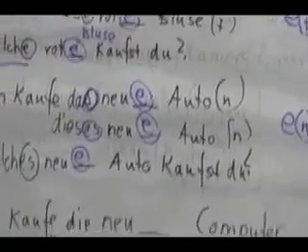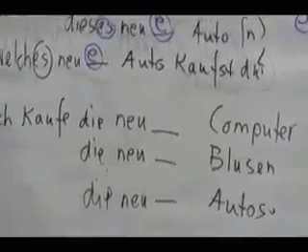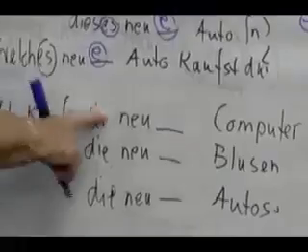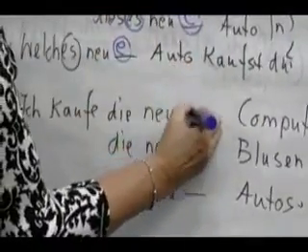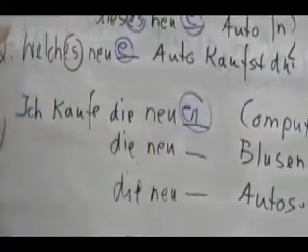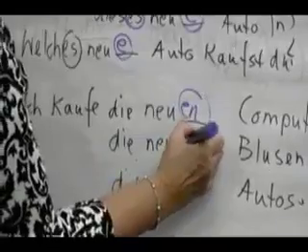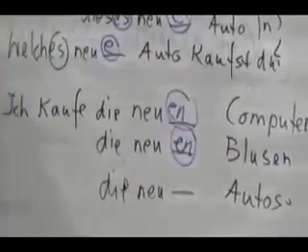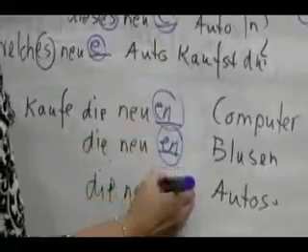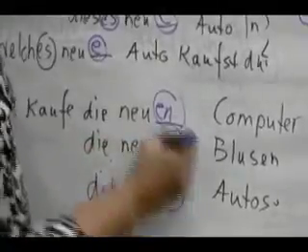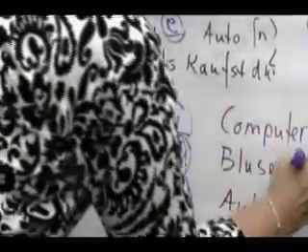Alright, let's see what the plurals do. Now we are buying a lot of new blouses, computers and cars, right? Ich kaufe die Computer. Now when we have a plural, we have to add an en. If we talk about blusen, again, the ending is en. And if we talk about cars, new cars, again the ending on the adjective is en. So all plural endings are en. This is easy.